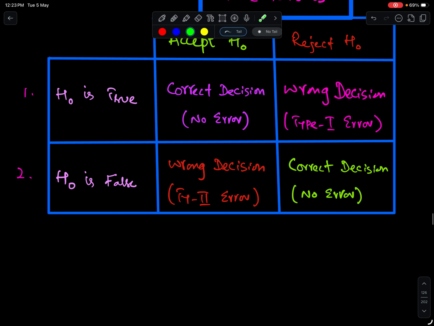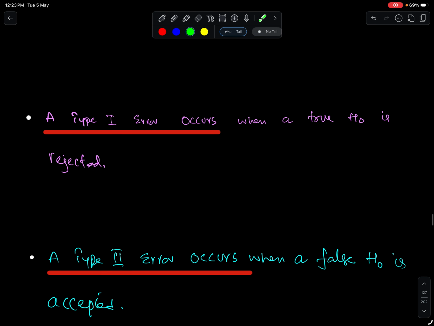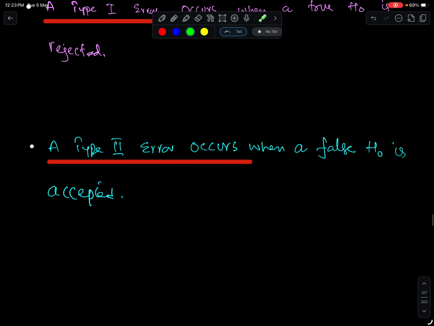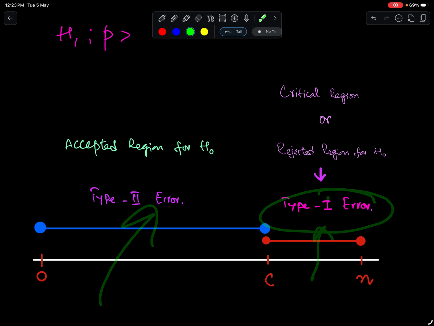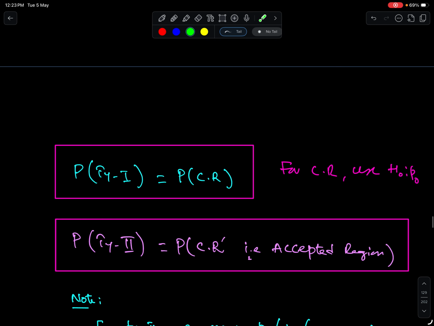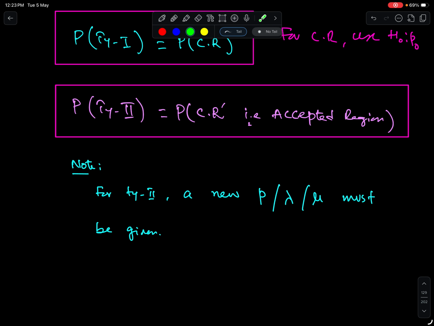Type 1 and type 2 errors. A type 1 error occurs when a true H0 is rejected, and a type 2 error occurs when a false H0 is accepted. Here type 1 error occurs because we reject H0, and here type 2 error may occur. Probability of type 1 is the probability of the critical region. Type 2 is the accepted region. For type 2, a true value of P, lambda or mu must be given.